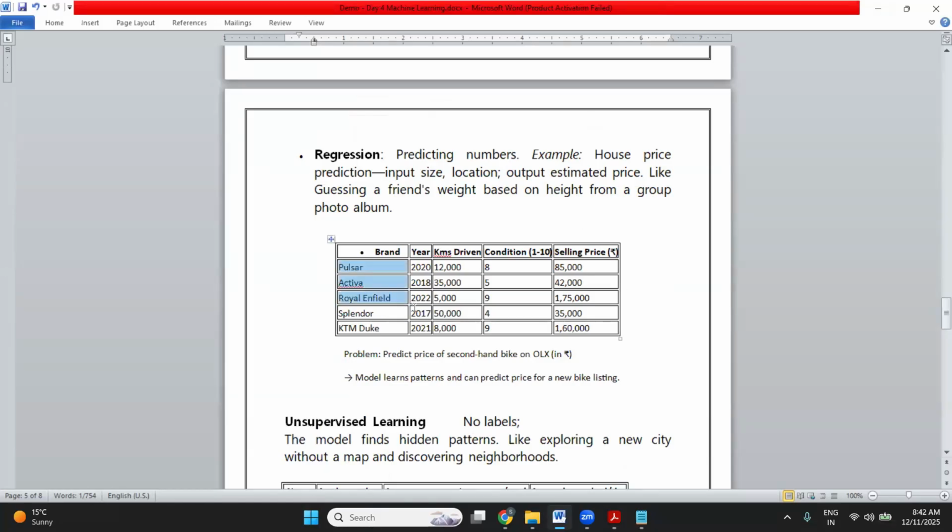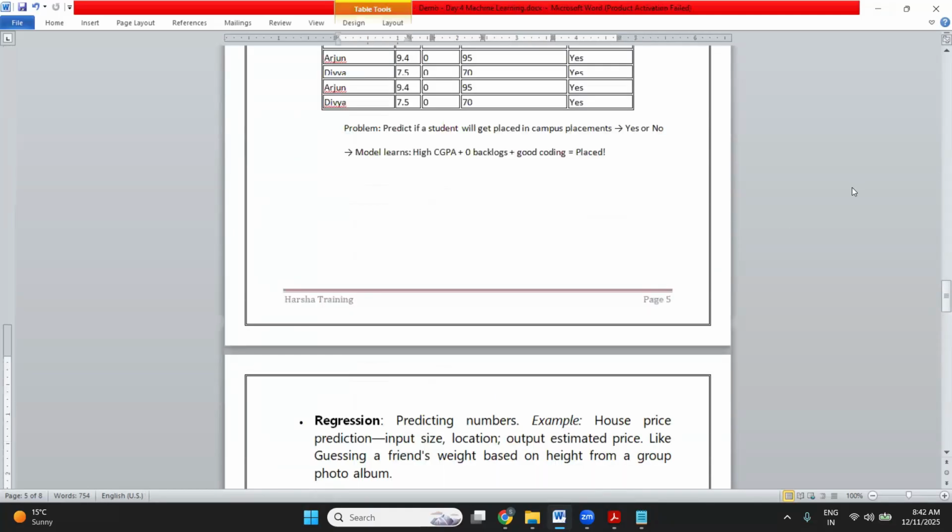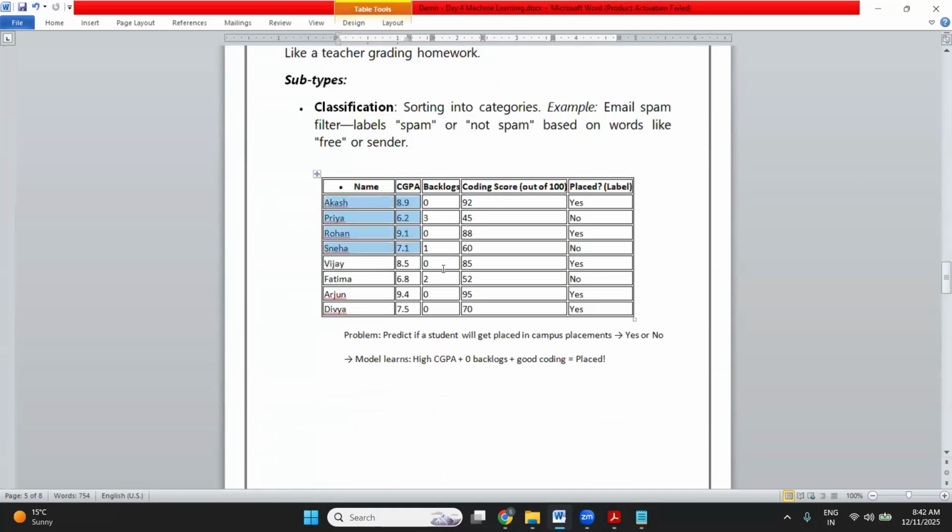So it does not show anything meaningful when we observe the data. Here, what is happening? When we see the data, we'll come to some conclusion. If this is the marks, no backlogs, and if he is good at coding score, he will be placed.